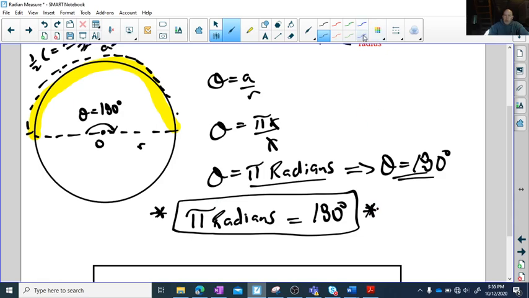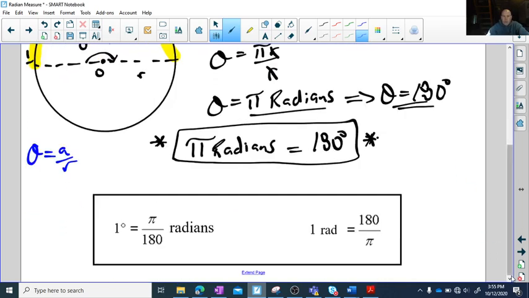So at this point, I've already identified two things students have to know. You have to know that theta equals a over r is a way to calculate an angle in radians, and I now have to also know that pi radians is equivalent to 180 degrees, which I have here.